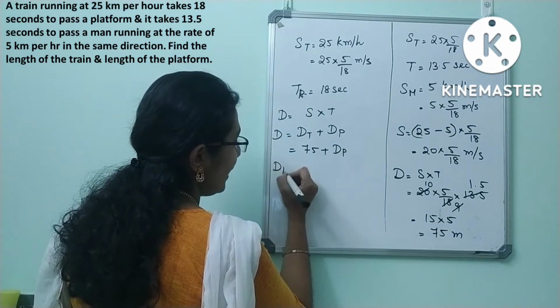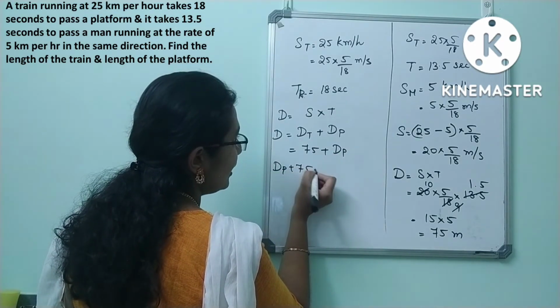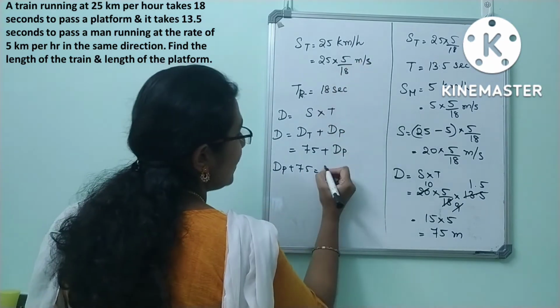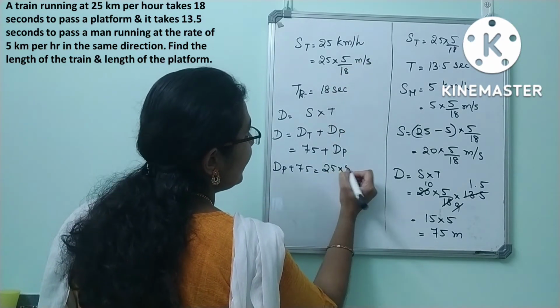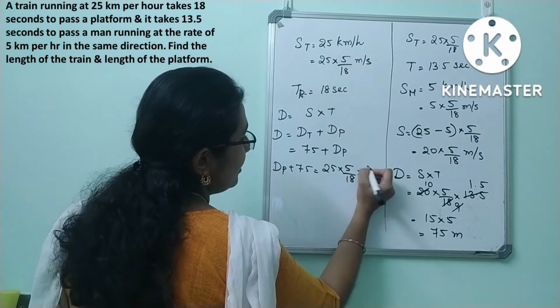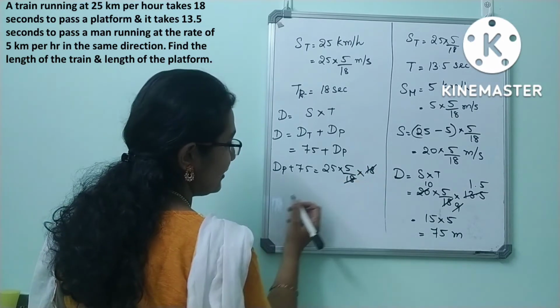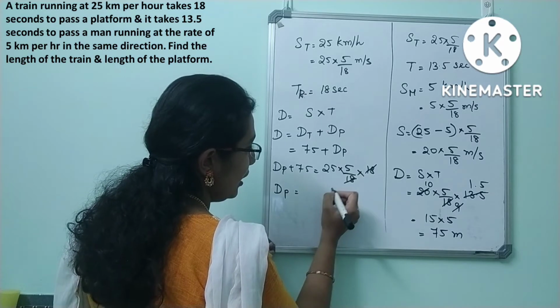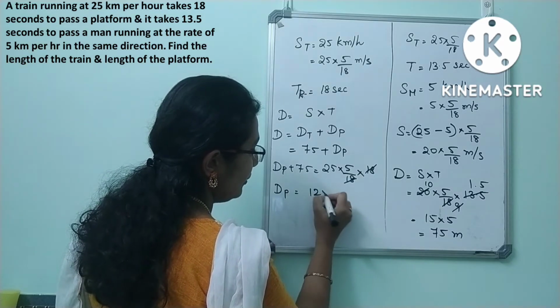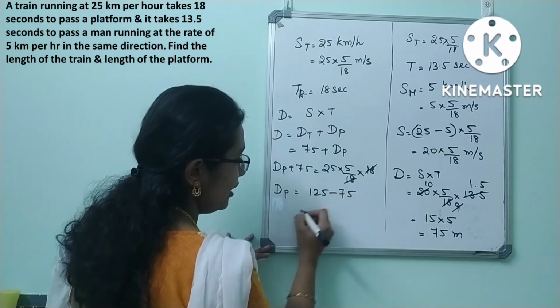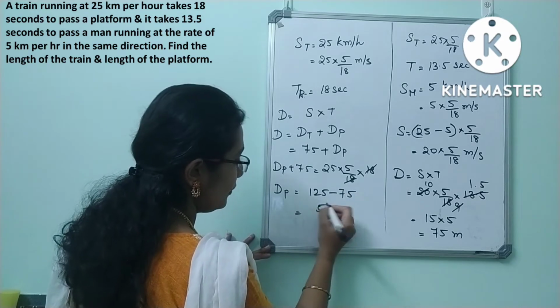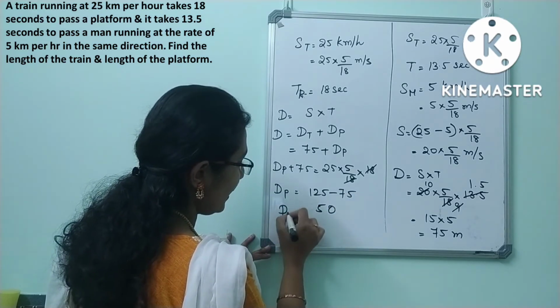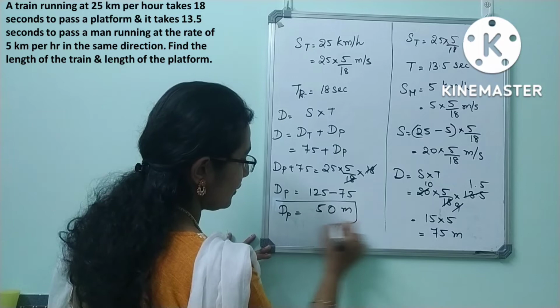So distance of platform plus 75 is equal to speed is 25 into 5 by 18 into time is 18 seconds. So 18 gets cancelled. So distance of platform is equal to 125 minus 75, which is 50. So distance of platform is 50 meters.